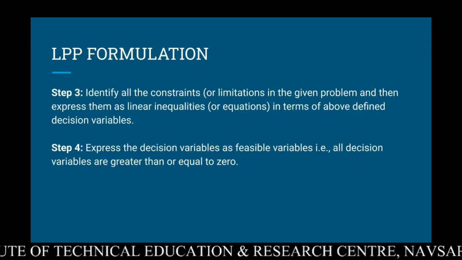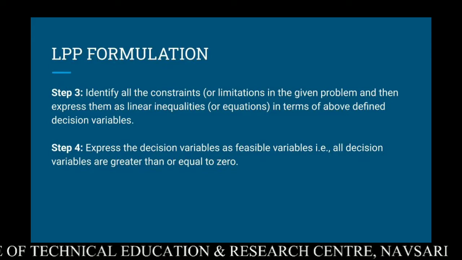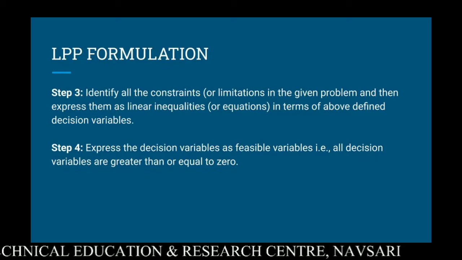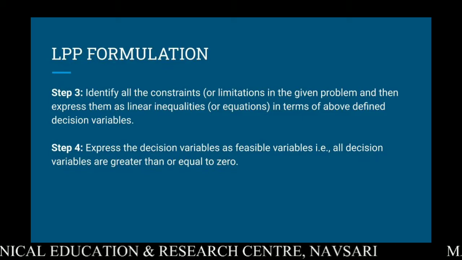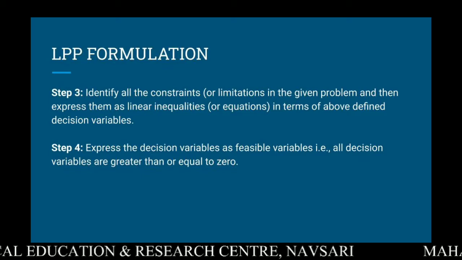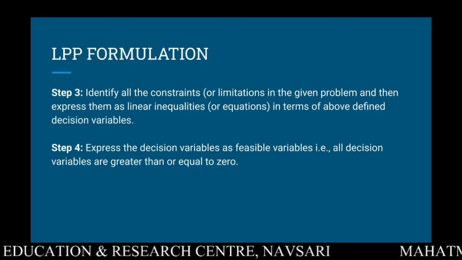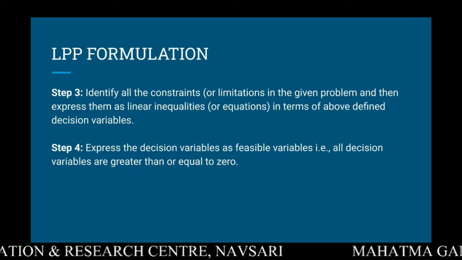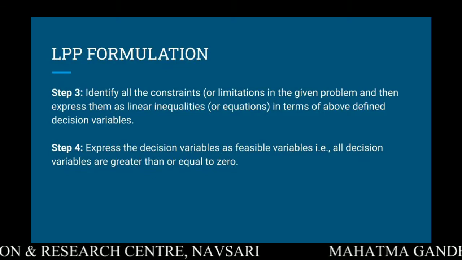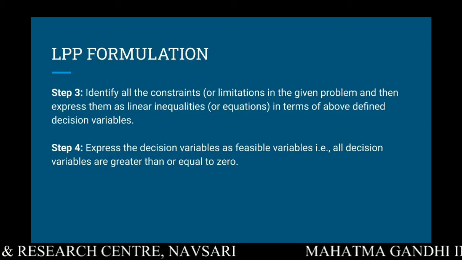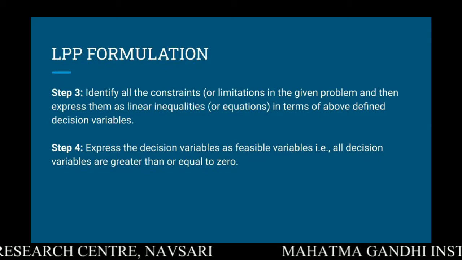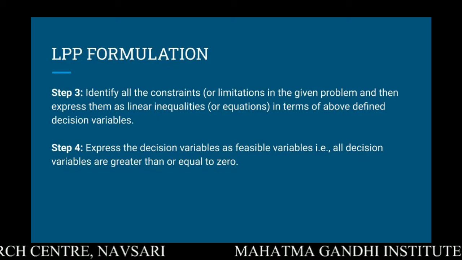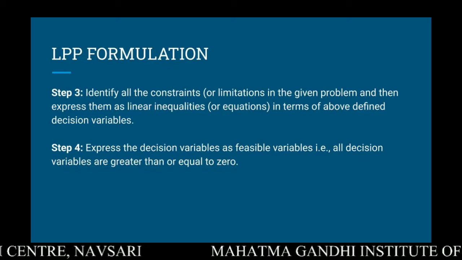And step number 4: express the decision variables as feasible variables. That is, all decision variables are greater than or equal to 0. Here all decision variables should be greater than or equal to 0, because suppose you are considering a production allocation problem, you cannot produce any product in negative form, meaning minus form. So that is one example. You have to consider all decision variables that are feasible, so they are all greater than or equal to 0. Now we are taking one example.